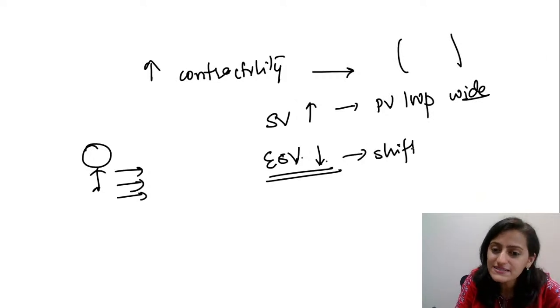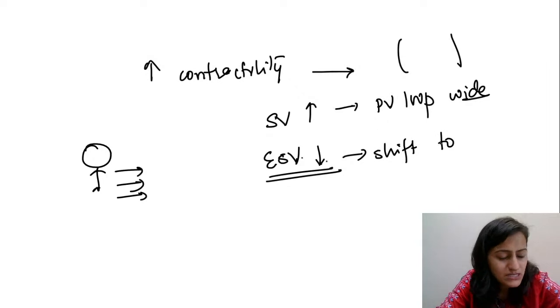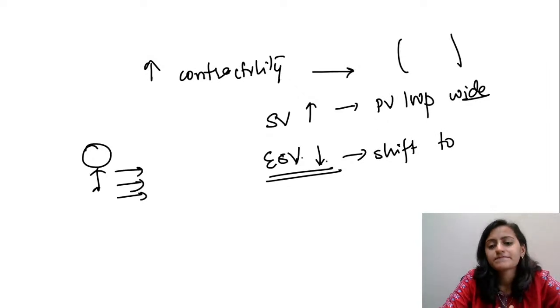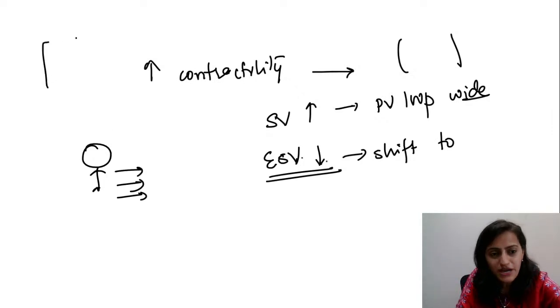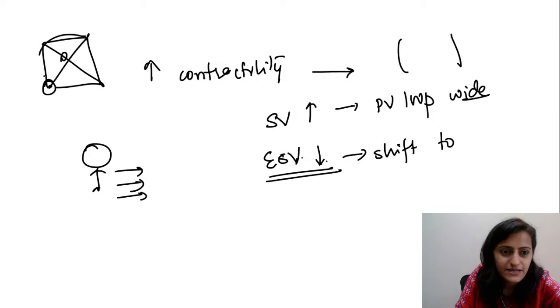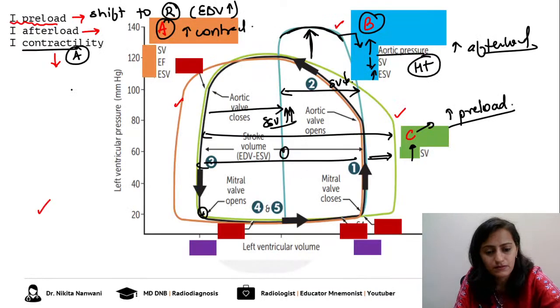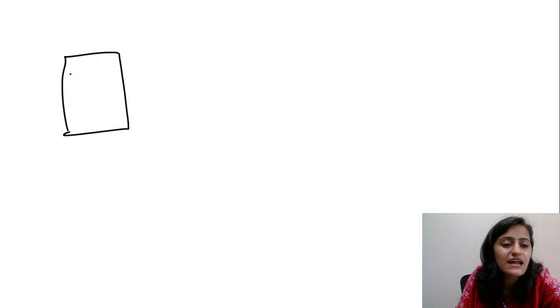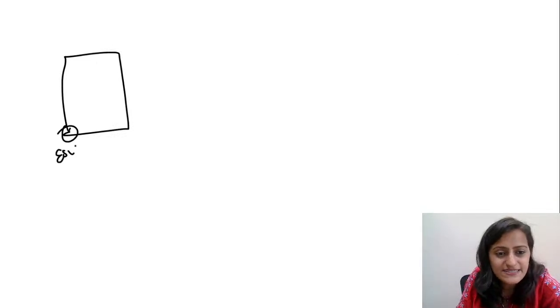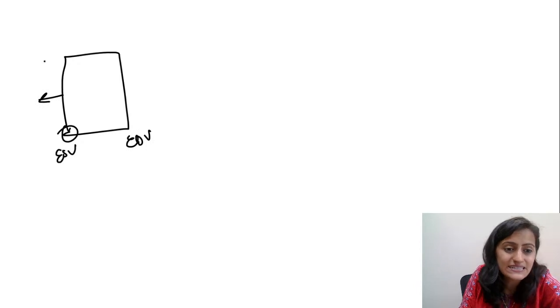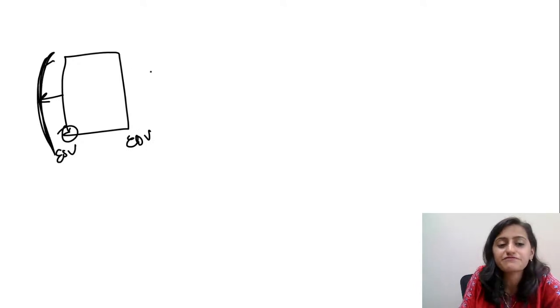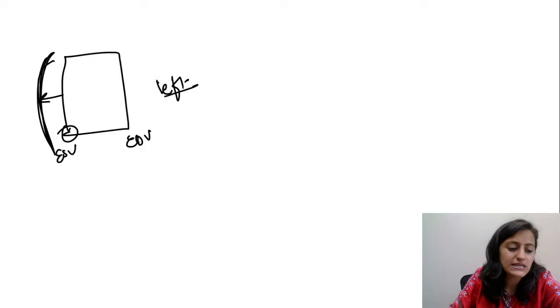That means where is the graph shifting? End systolic volume जो है हमारे PV loop में, this is the end systolic वाला. ठीक है, ये है हमारा यहाँ पे. एक मिनट. हाँ. So this is the graph basically here. This is the end systolic volume. This is the end diastolic volume. End systolic volume is decreasing. So where is the graph shifting? The graph is shifting to the left.